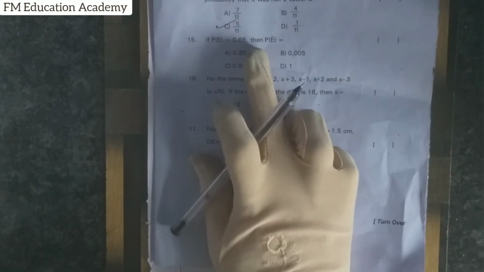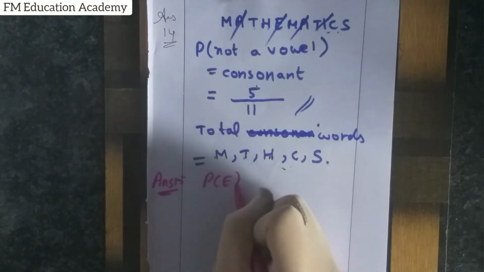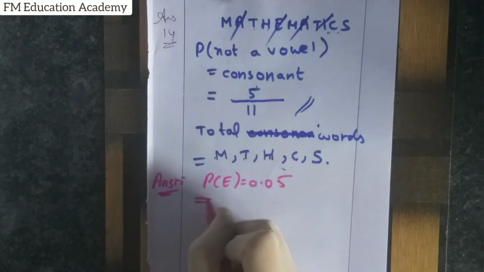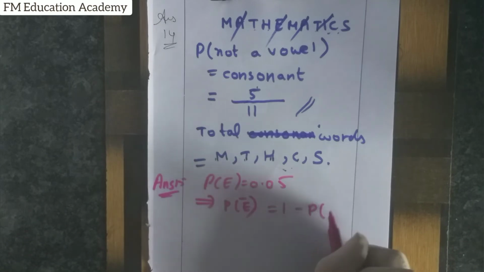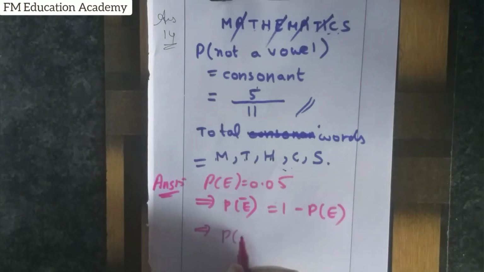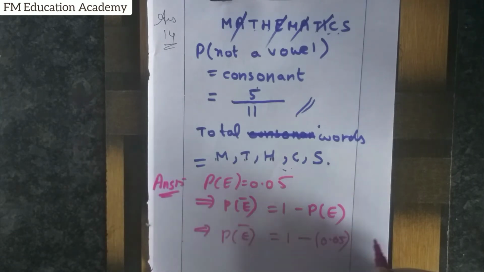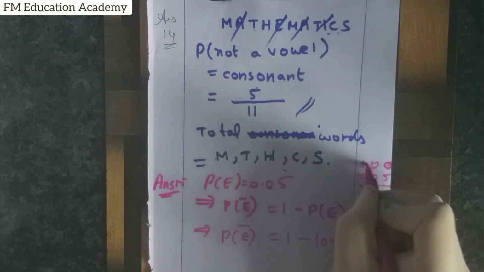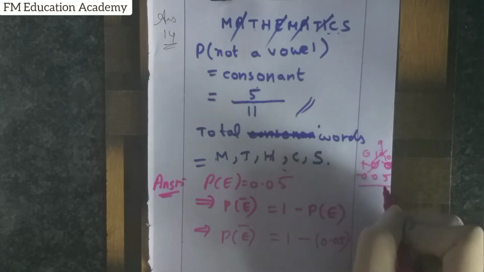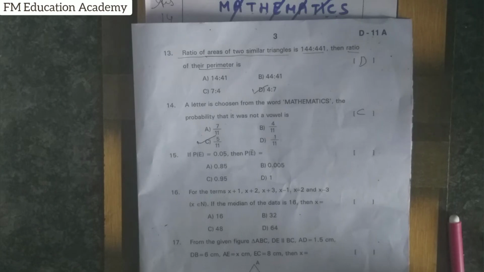P of E is given as 0.05, then P of E bar is equal to? We have to find P of E bar. We know the formula for P of E bar is 1 minus P of E. So that is equal to 1 minus P of E, here 0.05. What is 1 minus 0.05? This will become 0, right? 0, 10, 9, 10 minus 5 is 5, 0.95. So P of E bar here is 0.95, which is option C.